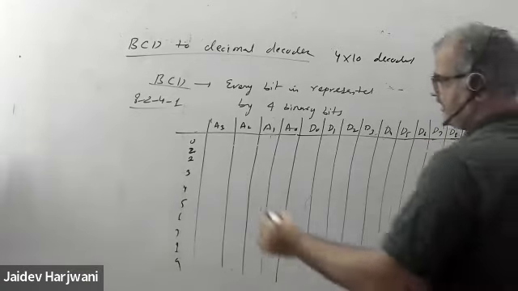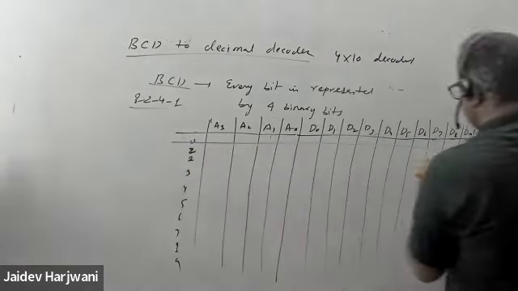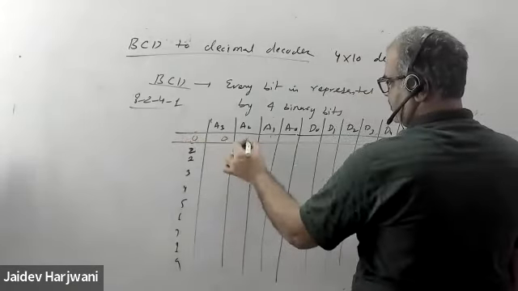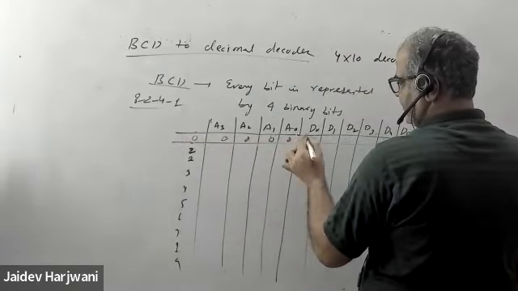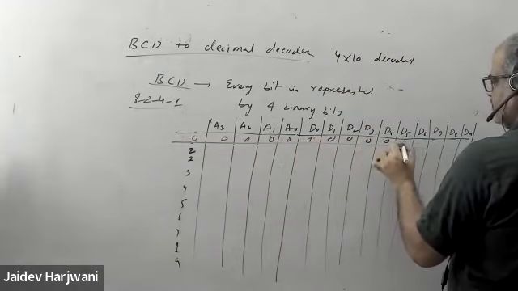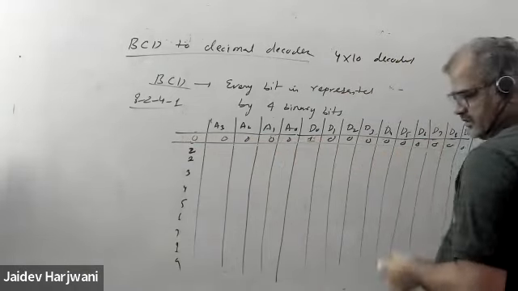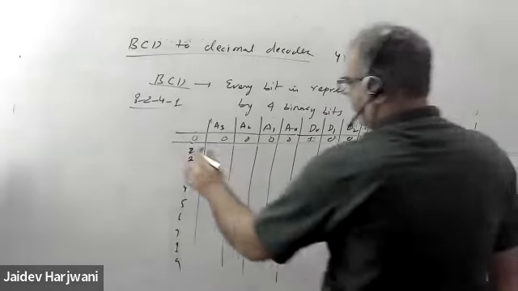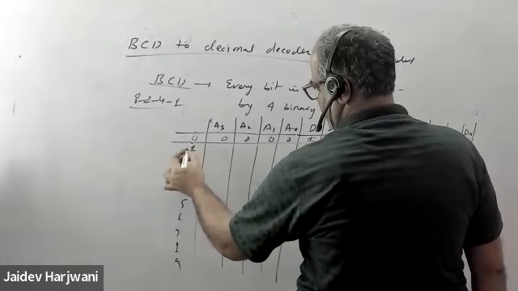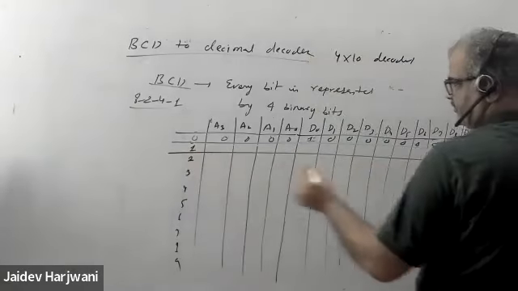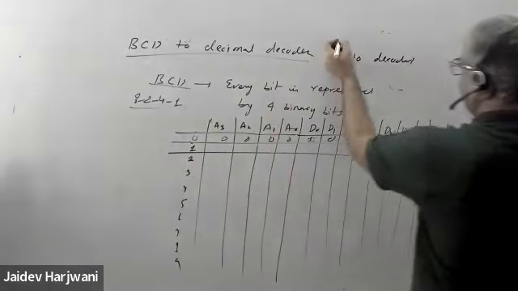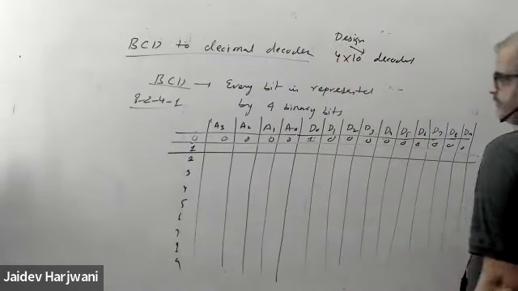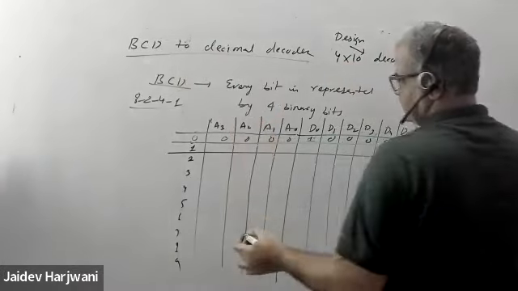Okay, and you just make the table like what we have done earlier. For 0 0 0 0, only one term will be high, and the others will be 0. Okay, that's it. Same as we did. So I'm putting this as homework. You have to design the circuit. Okay, so design a 4 to 10 decoder, or BCD to decimal decoder.